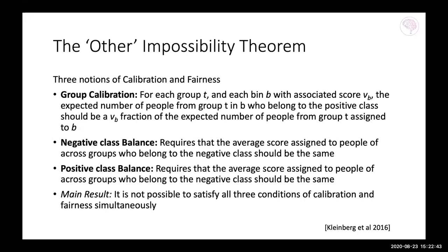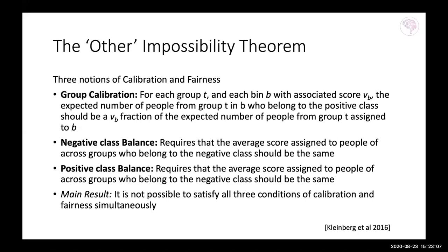So in another result from Kleinberg and others, it says that it's actually not possible to satisfy all of these three different conditions. So again, another instance where the ideal scenario where we want, so the earlier result that we had was that it's not possible to satisfy all three canonical notions of group fairness.